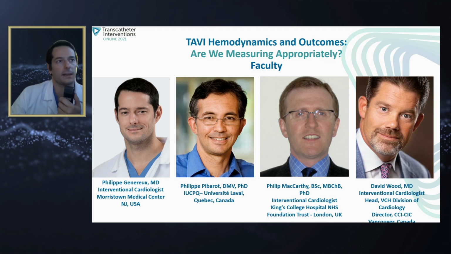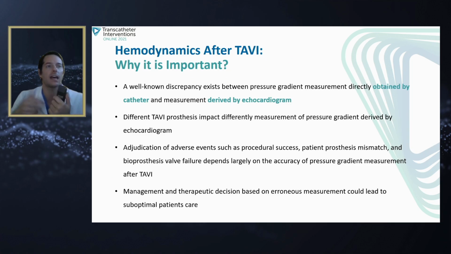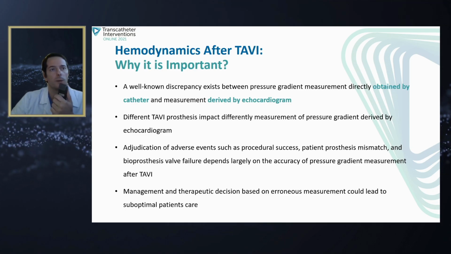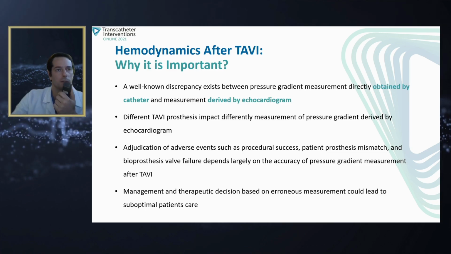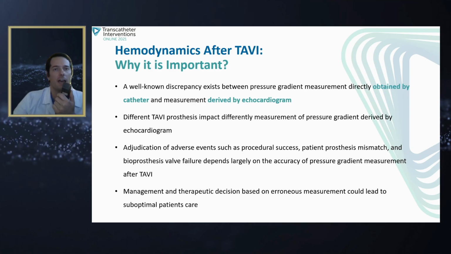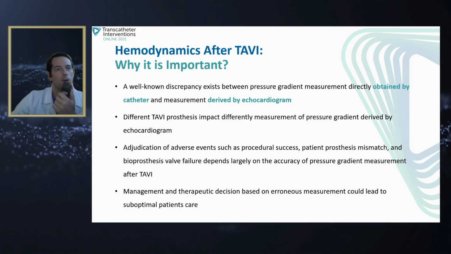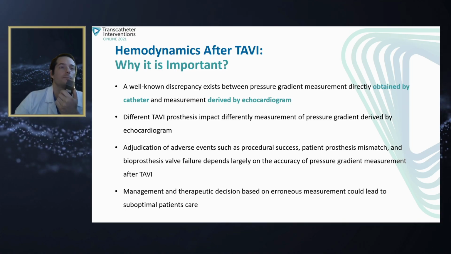So I already introduced my panel of experts. It's a real pleasure to be with friends and experts on this topic. So why is hemodynamics after TAVR so important, and why do we measure appropriately? As a background, we know that there's a big discrepancy between echo and catheterization, and we see that clinically on a daily basis. When we put in a TAVR valve, we have a good result, and at 30 days or even after the procedure, we have a discrepancy between the echo and the cath.